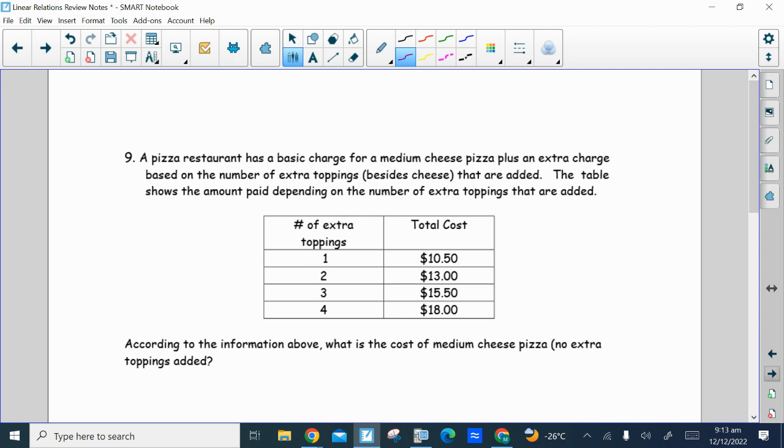So look at the pattern here. As the number of extra toppings increased by 1, Arpit, are you with us?